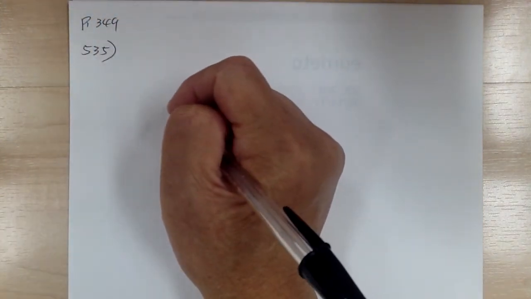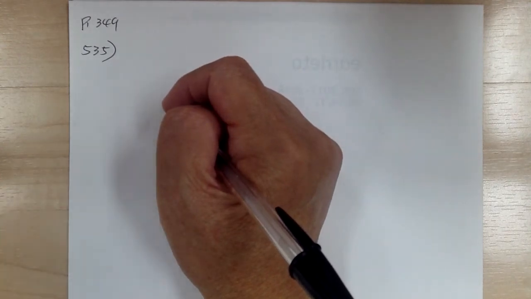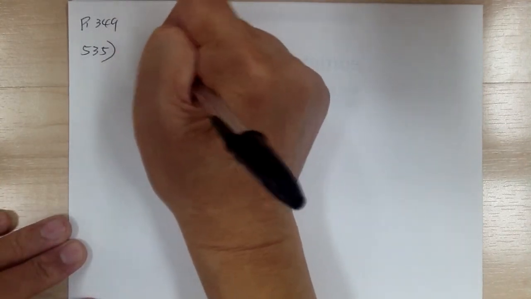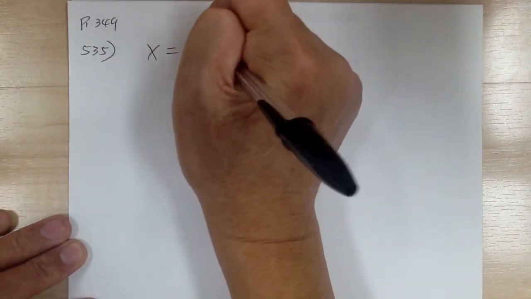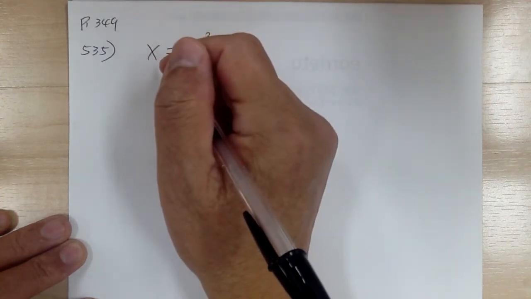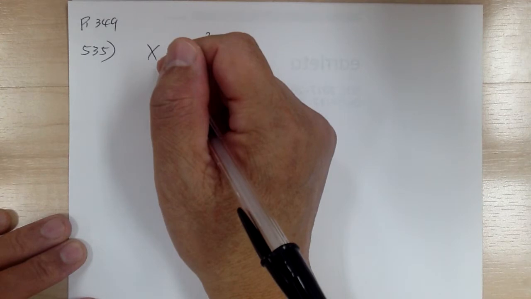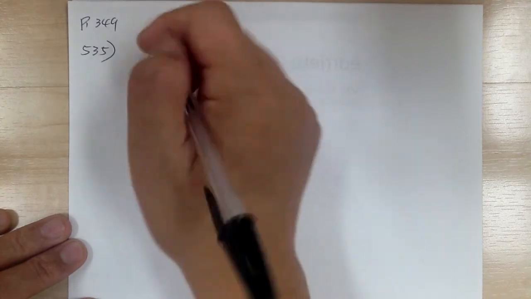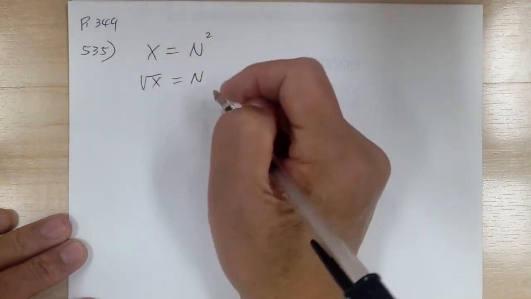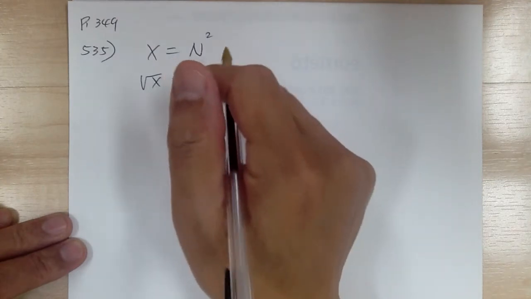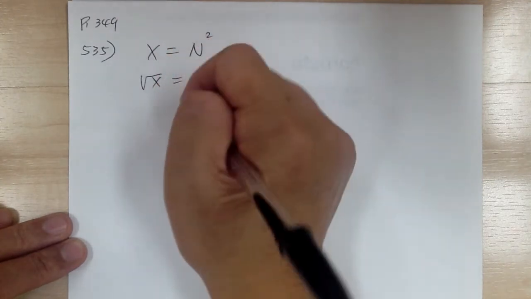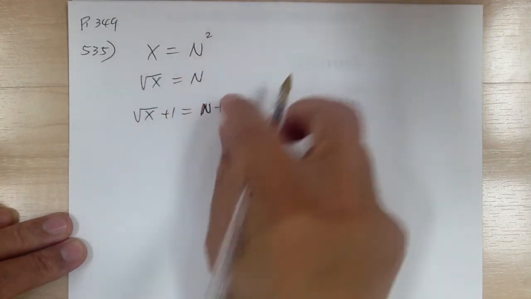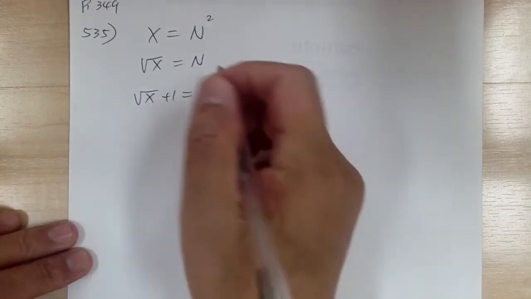535. The square of an integer is called a perfect square. So if x is a perfect square, it means x equals the square of a number. Then find the next larger perfect square in terms of x. But first, let's take the square on both sides. So the square of x will equal n. The next square number is when you add 1 to here. So if you add 1, this will be your next square. So now you square both sides.